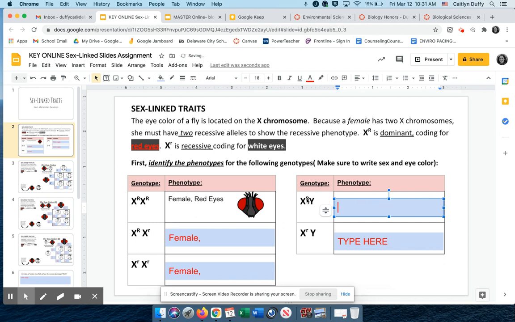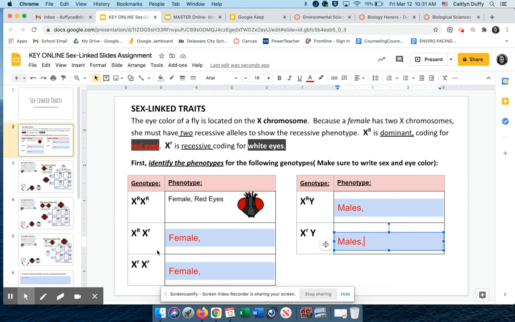XY, remember the Y is not going to carry anything in terms of this trait. Only X's are, because it's inherited on the X chromosome. These are males. Halfway done. Now what we're going to do is identify whether these females and males have red eyes or white eyes. And remember, red eyes are dominant.